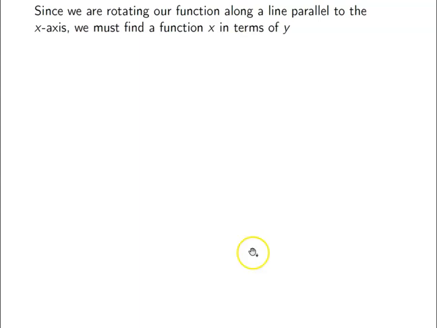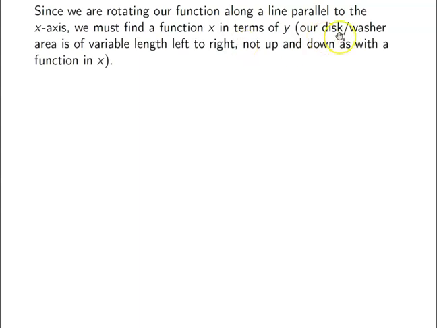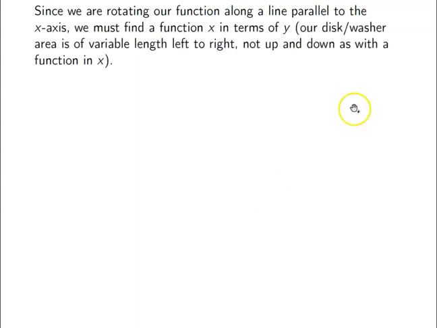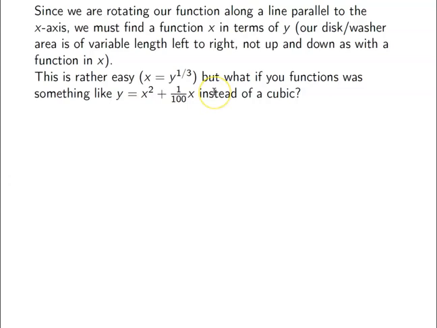We're rotating this way, so we need to find a function x in terms of y, right? So our disk or our washer area is variable length from left to right, but not up and down. If we look up and down, it's not necessarily a variable height, but left to right, it does vary. The washer does vary from left to right. So it's pretty easy to do this. We did it previously. We just solved for x, right? We basically took the inverse of this.